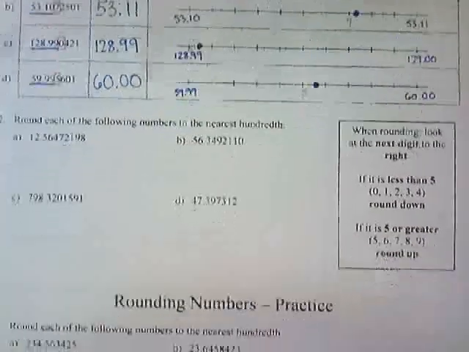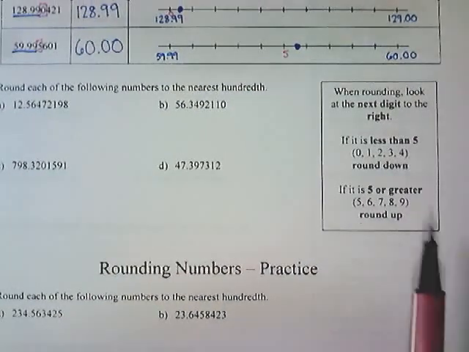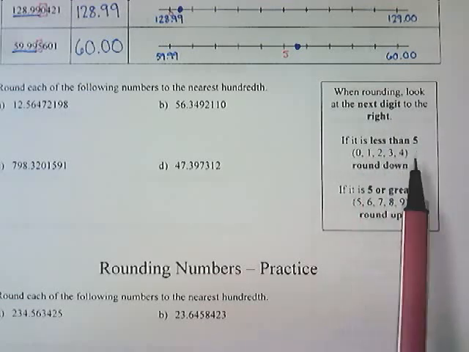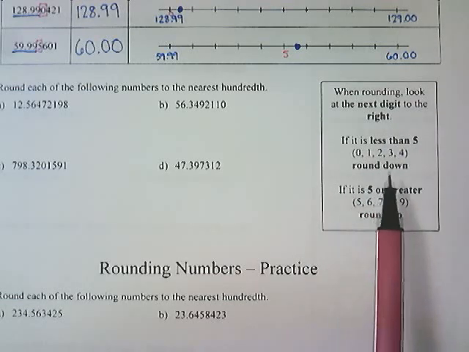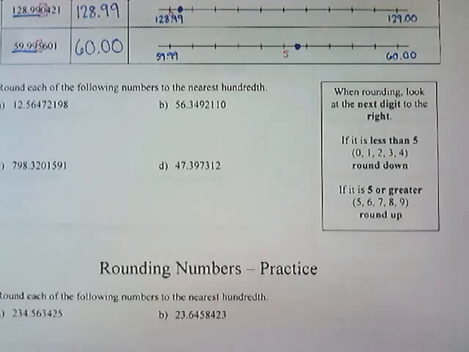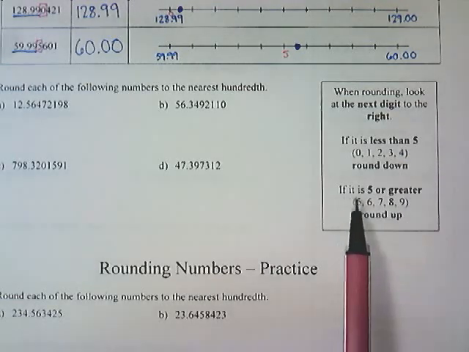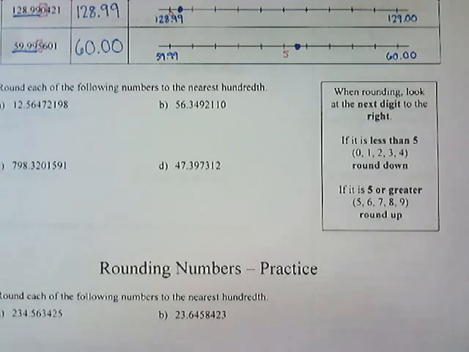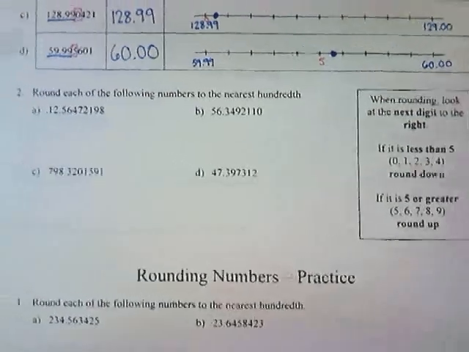So we have some rounding rules that I wrote here that say when rounding, look at the next digit to the right. If it is less than 5, so 0, 1, 2, 3, or 4, we round down. Rounding down means we leave the number as is without changing it. And then if it is 5 or greater, so 5, 6, 7, 8, or 9, we round up, meaning we're going to the slightly larger value. So we're going to do 4 very quick examples.